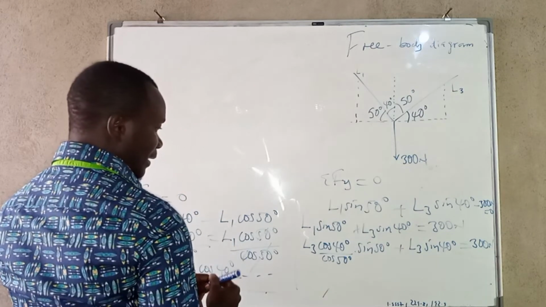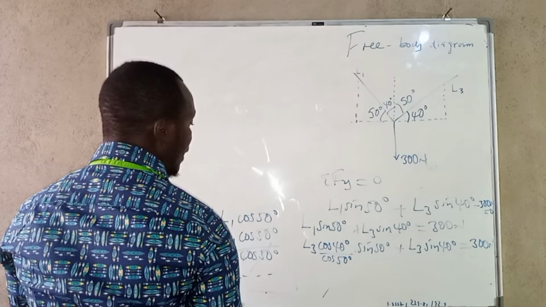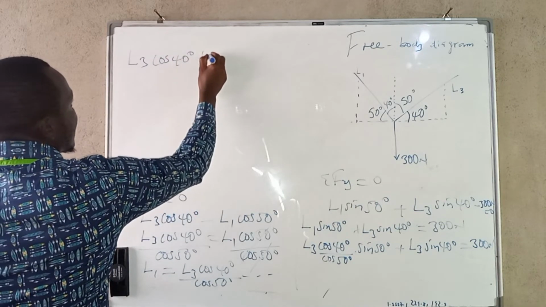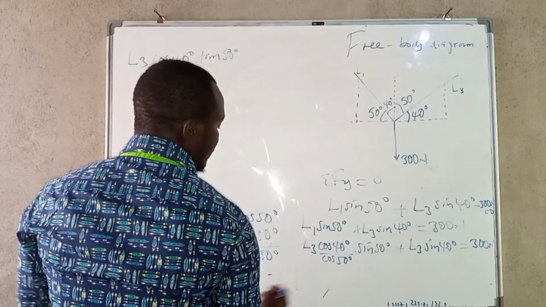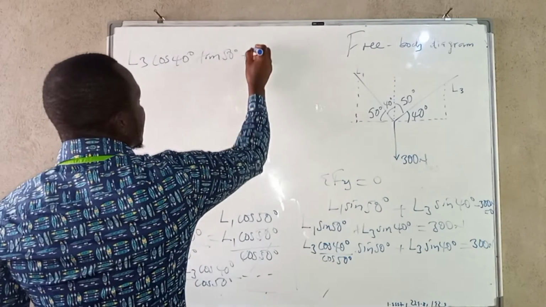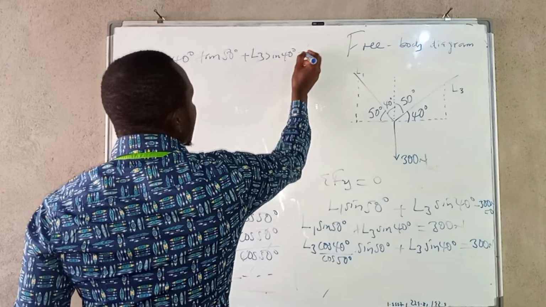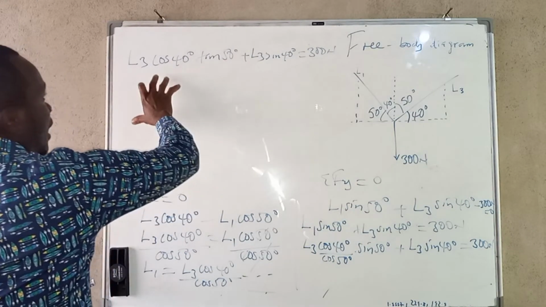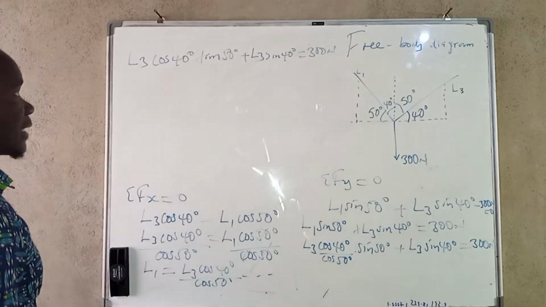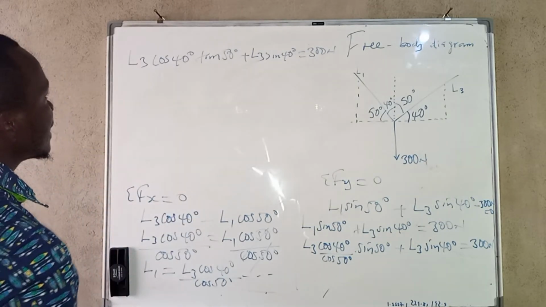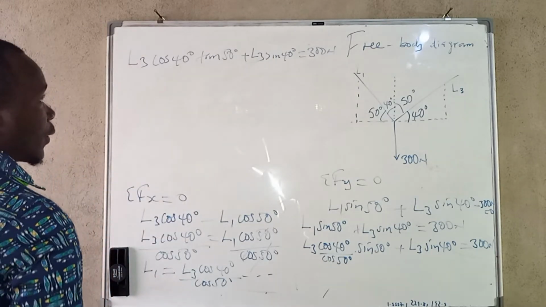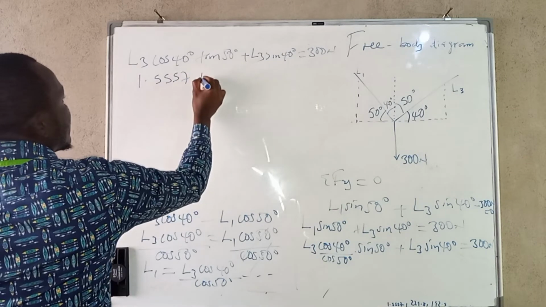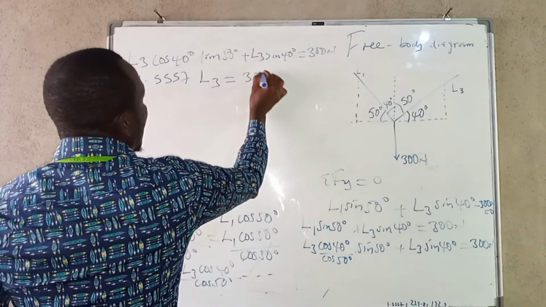From trigonometric identities, we know that sine over cos is tan. So we have L3 cos 40 degrees times tan 50 degrees, plus L3 sine 40 degrees, which must give us 300 newtons. If we punch on a calculator, since this is L3 and this is L3, we add the components after evaluating cos, tan and sine. So cos 40 degrees times tan 50 degrees, this is the multiplication, plus sine 40 degrees, we are going to have 1.5557 L3. This must give us 300 newtons.